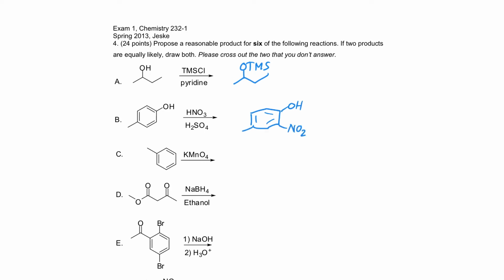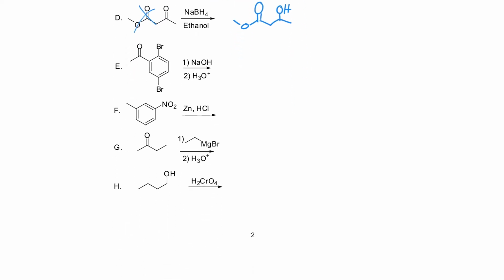Okay, part C, toluene plus KMnO4, that's a strong oxidizer. We have a benzylic position, so we're going to oxidize that all the way to the carboxylic acid. Part D, an ester and a ketone with NaBH4 in ethanol. Remember that NaBH4 does not affect esters, so we should draw that remaining as an ester and reduce just the ketone to the secondary alcohol.